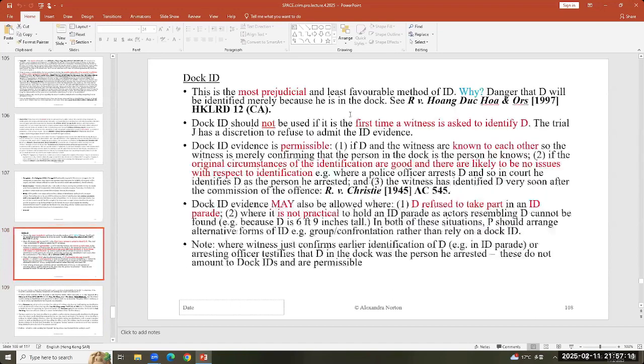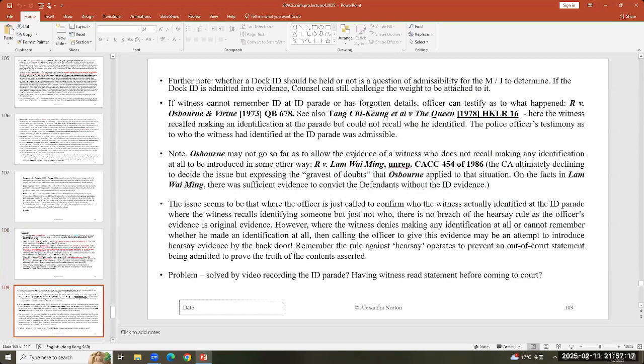So we've got the leading case here, Huang Duhua, and also the Queen and Christie. And remember this case about Osborne and Virtue. This is basically where the witness testifying did identify in an ID parade, but just can't remember the details. The officer may be allowed to testify about the fact that the witness picked out the person in position 5, and that person was the defendant.